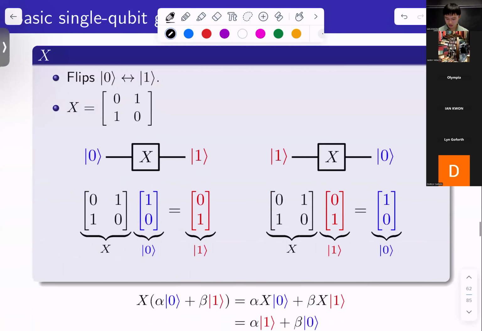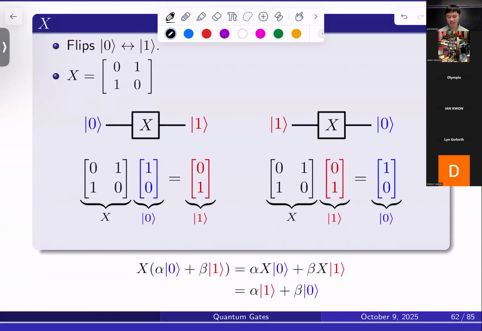Moving on. Again, by linearity, if you have X acting on an arbitrary state, you can expand it out like this, and then X acting on 0 flips it, and on 1 flips it, so you get this out. You should be able to see this even without the intermediate step, just from linearity and what it does to basis states.